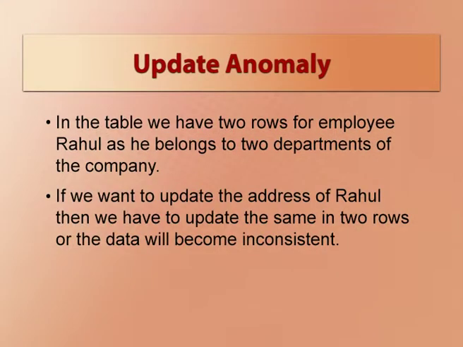Then comes the update anomaly. In the table we have two rows for employee Rahul, as he belongs to two departments of the company.